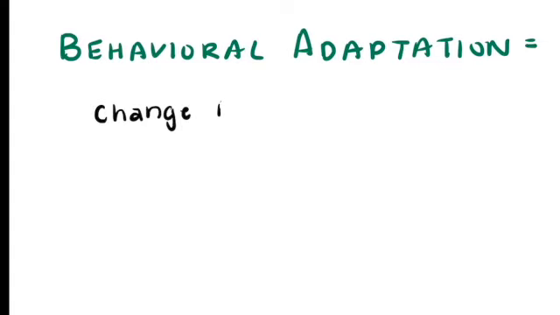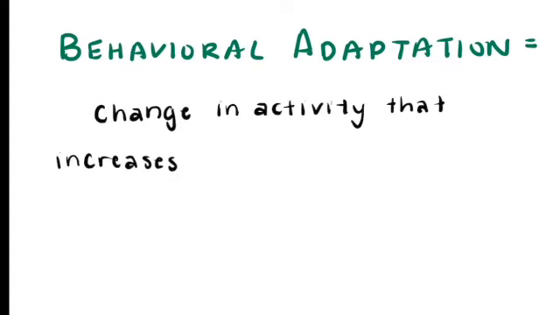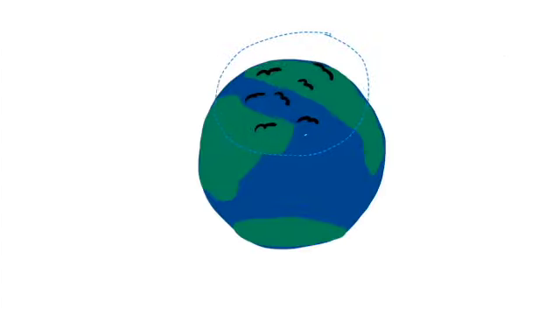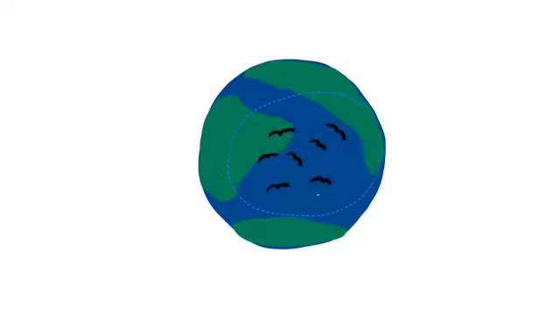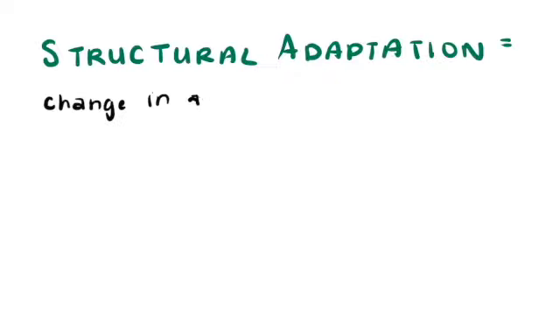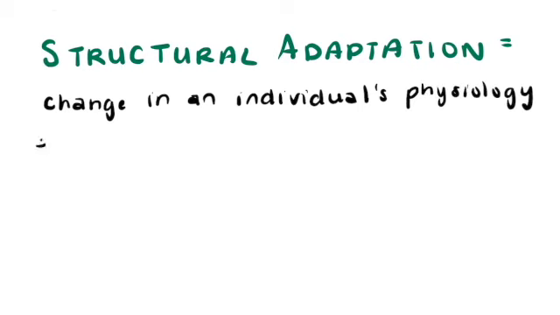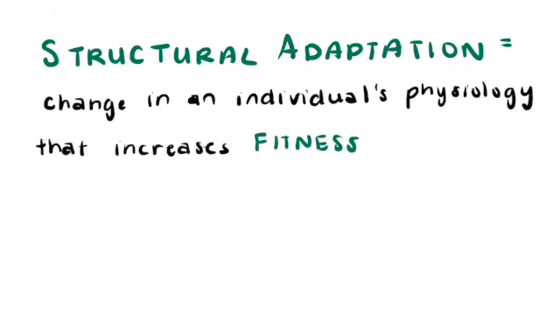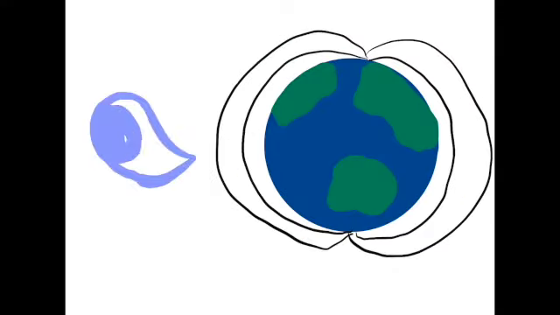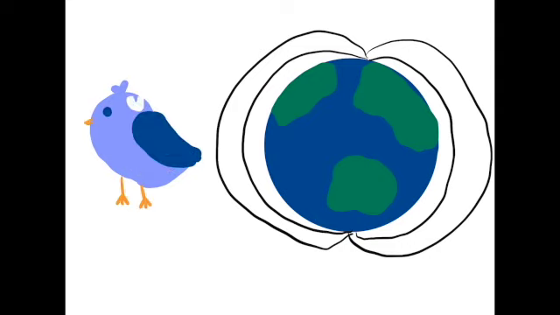A behavioral adaptation is a change in activity that increases fitness, such as geese migrating away from the poles in the colder months. A structural adaptation is a change in an individual's physiology that increases its fitness, such as magnetic sensors in birds that allow them to detect the Earth's magnetic field and use that to direct their migration towards the equator.